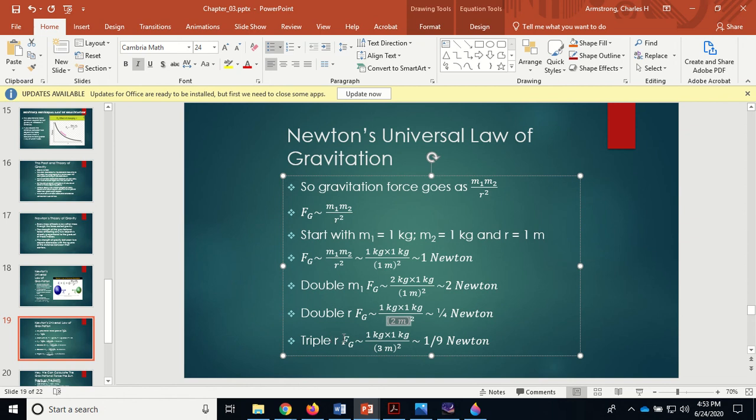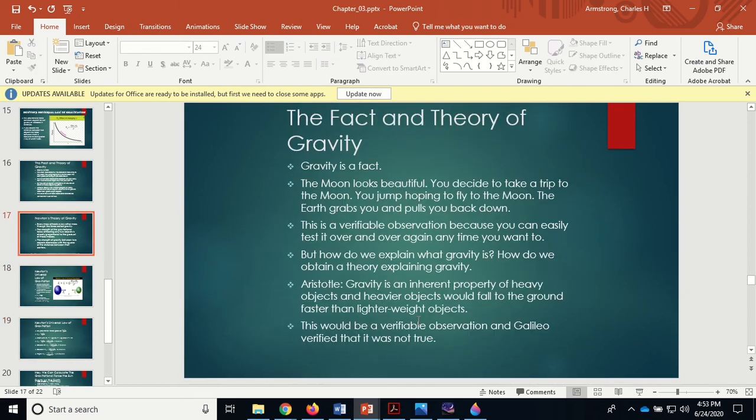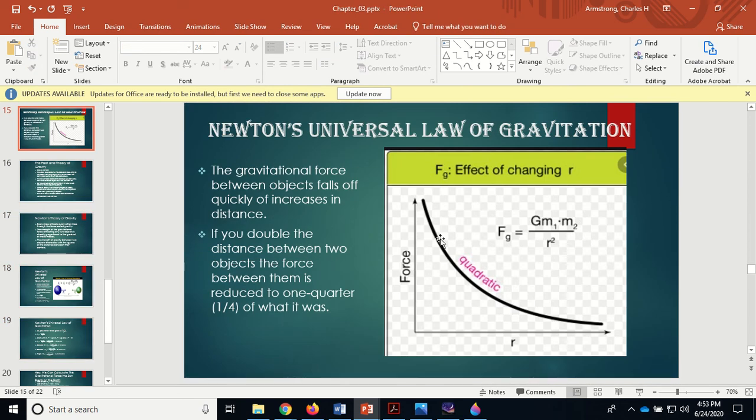And then if you triple R, that's 3 squared, you go down to 1/9 of what it was. So it falls off quickly. That was that graph I had up here. See, it's fallen off rather quickly. As R increases, we don't have a nice linear function, it doesn't go straight down, it goes like this.